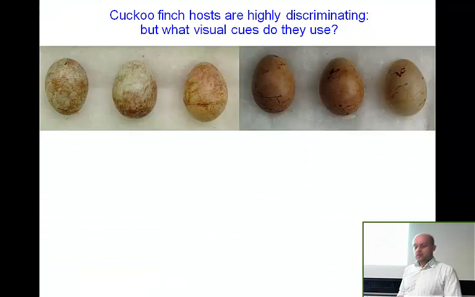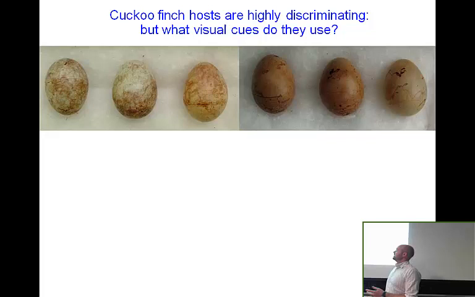So one of the first questions that we wanted to ask was how exactly do these prinia hosts reject cuckoo finch eggs? Because we know they throw foreign eggs out from the nest very frequently, very readily. And one of the ways you can do this is by playing the part of the parasite yourself. You can basically take an egg from the nest of one prinia female and swap it into the nest of another bird. And so you're simulating parasitism, and then you monitor which eggs are rejected, and what visual cues the hosts seem to be using to do that.